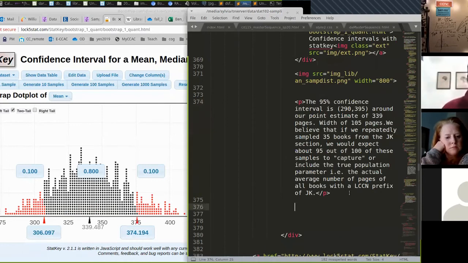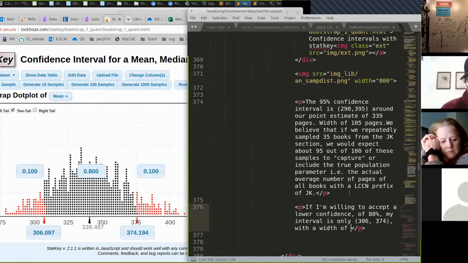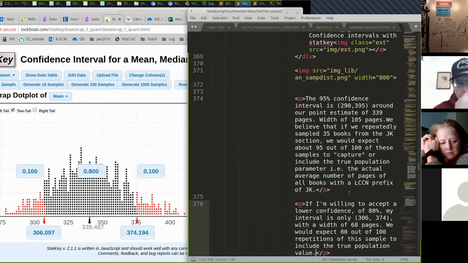So then I can say, in my second analysis paragraph, this is the kind of thing I'll ask you to reflect on this week. If I'm willing to accept a lower confidence of 80%, my interval is only 306 to 374 pages with a width of only 68 pages. So I'm more precise, but we would expect 80 out of 100 repetitions of this same sample to include the true population value.